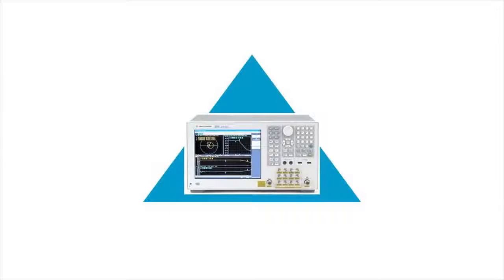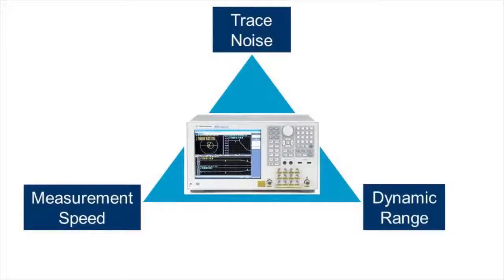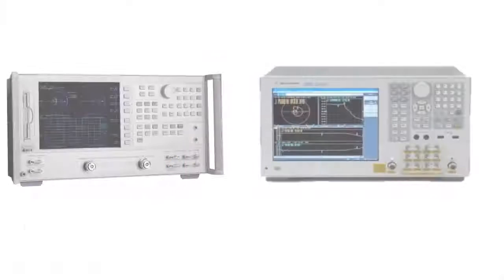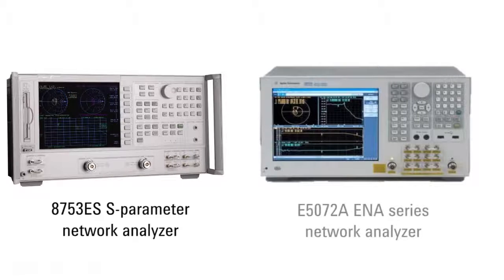Let's take a look at three key performance parameters of the vector network analyzer. Trace noise, measurement speed, and dynamic range are the most important performance needed for any applications of network analysis. Let's compare three parameters of the legacy 8753 and the ENA series. First, I'll show you the difference of the trace noise between the two instruments, 8753ES and E5072A ENA series.